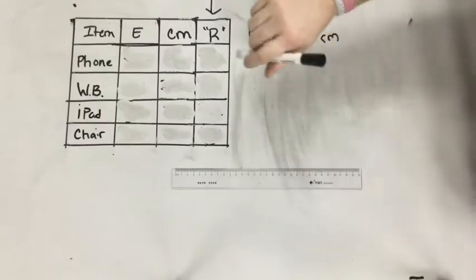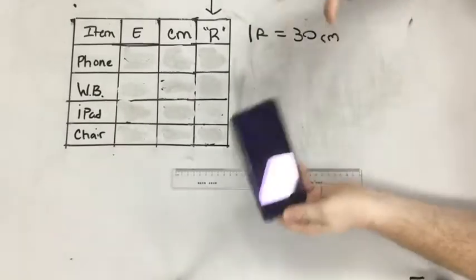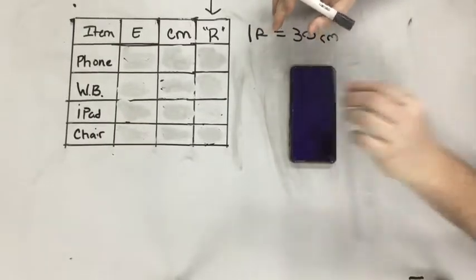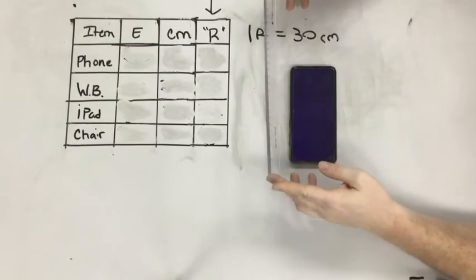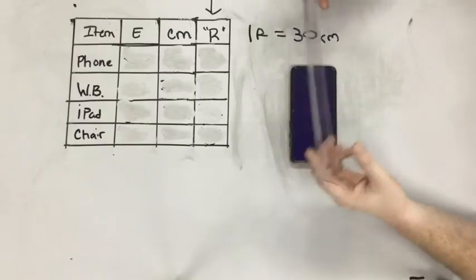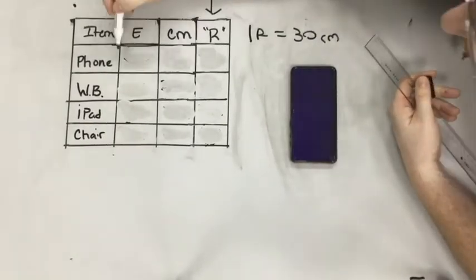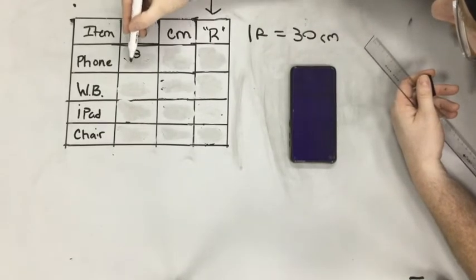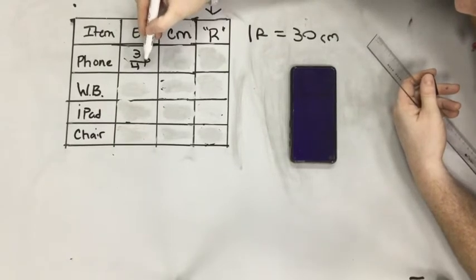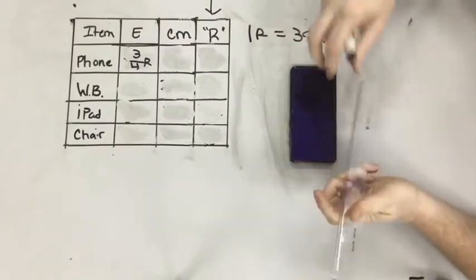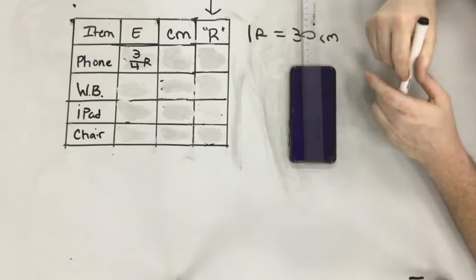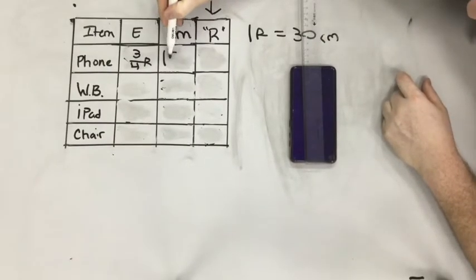Okay, here we are, and we are going to start with a phone. Here's my phone. I'm going to go ahead and estimate here. I'm not going to hold my ruler up to it, I'm just going to have it by here. It looks a little bit bigger than half to me. So I'm going to say maybe 3/4 R. That's my estimate here. Now, let's measure by lining it up here to here. And I get exactly 15 cm.